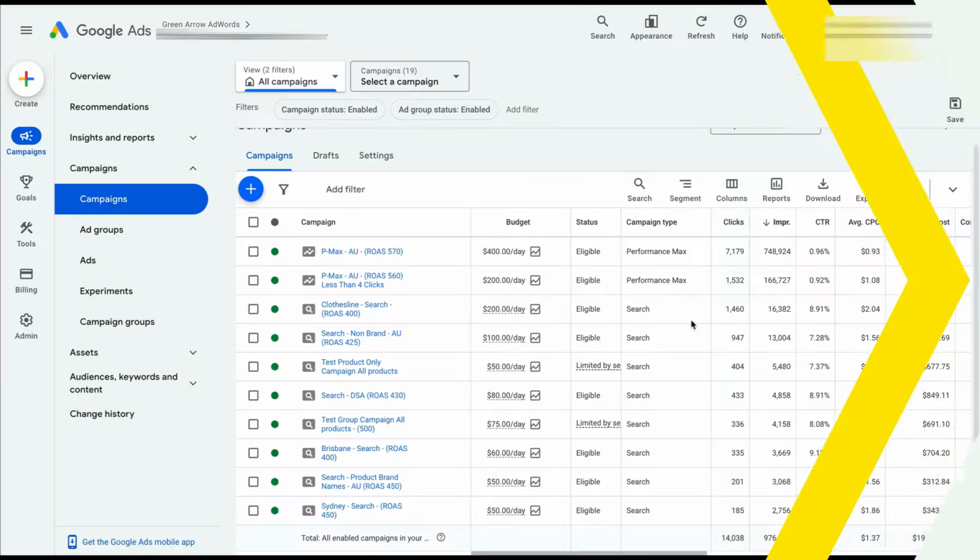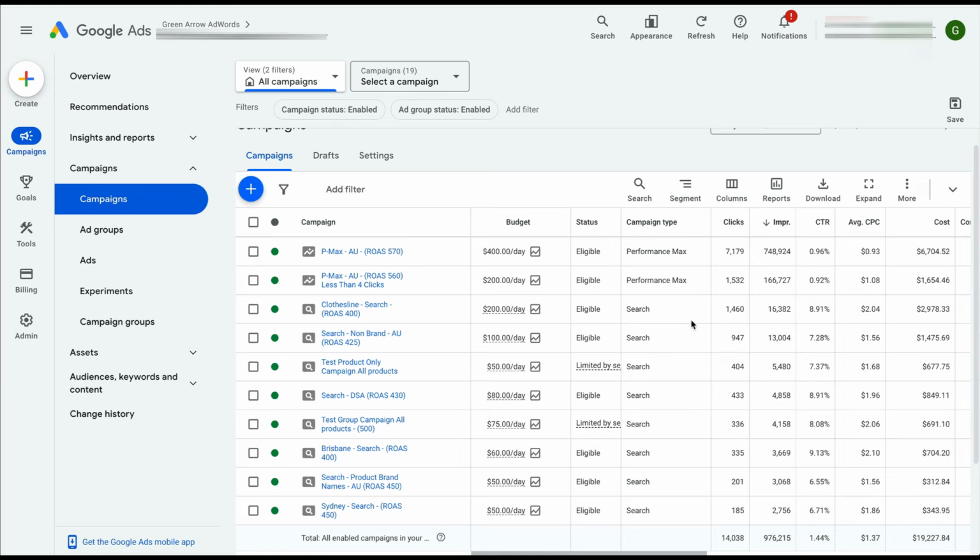Let's go do this. So here we are in a live Google ad account, and my apologies, I have had to blur out the sensitive data, but for the purpose of this video, there's really no need to know that information because we're comparing the performance of your Performance Max campaigns versus a search campaign.